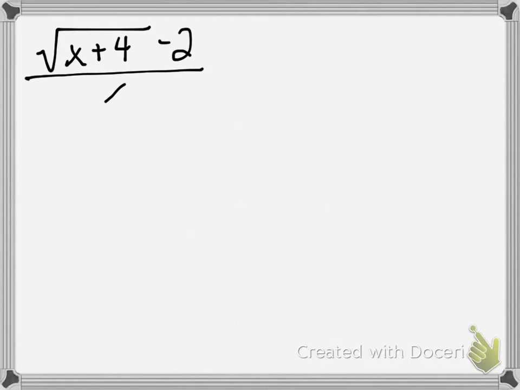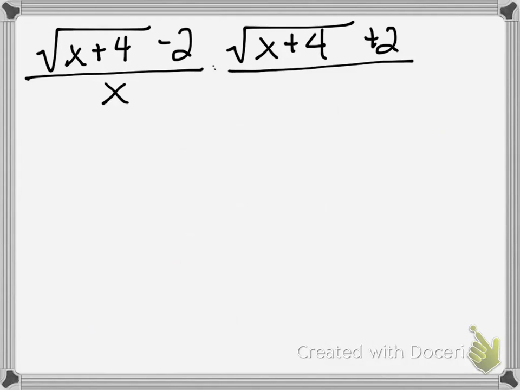Okay, so what you should have started with doing was your original problem times your conjugate, which is the square root of x plus 4, plus 2, over the square root of x plus 4, plus 2. Always going to be the same. You're just switching whatever sign is in between your square root and your whole number.